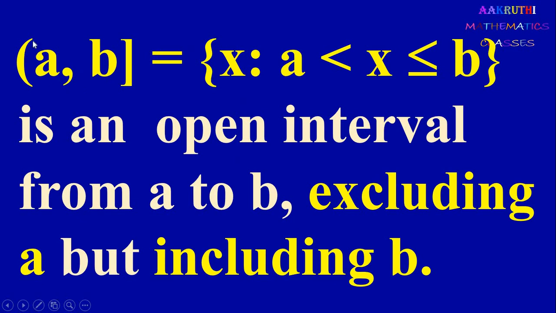So next we can write like this also, (a, b]. That is open at a side, closed at b side, and this is set of all x such that x is greater than a, less than or equal to b, an interval from a to b, excluding a. That is, a is not included here, but including b. b is included here. So that is, x should be greater than a. It should not be equal to a, but up to b. So b is also included. So this is one side open, one side closed. This is excluding a, including b.